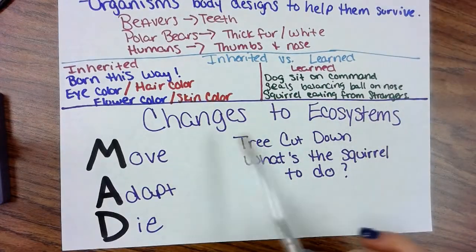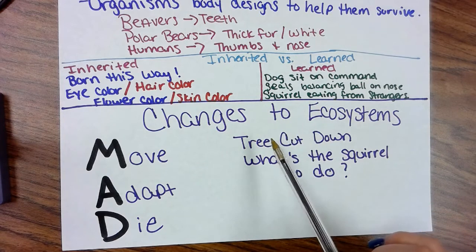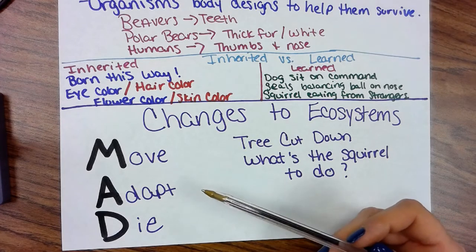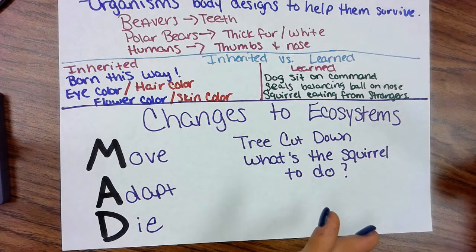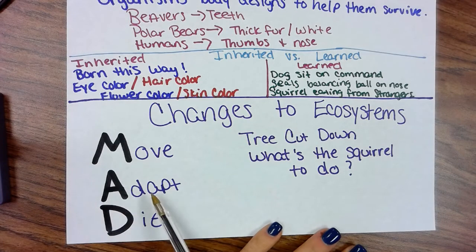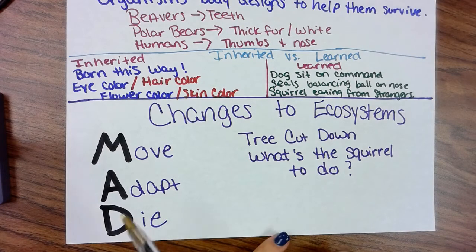All right. So when changes happen in ecosystems, when the tree gets cut down that the little happy squirrel lives in, what's going to happen? Well, he's going to get mad, right? I mean, they chopped his house down. So what would you do? You would get mad. But what does that really mean? Well, he's either going to have to move and find a new tree. He's going to have to adapt and just say, you know what, I guess I'll just dig a hole into the ground and live there, hang out there with the groundhogs, right? Or he's just going to die off. Bye-bye.